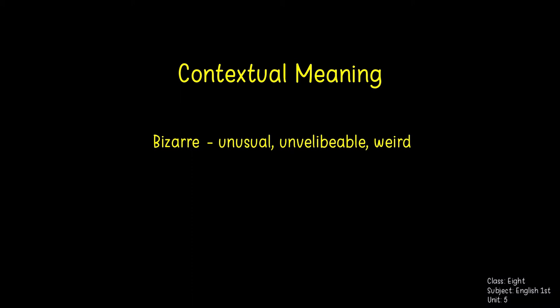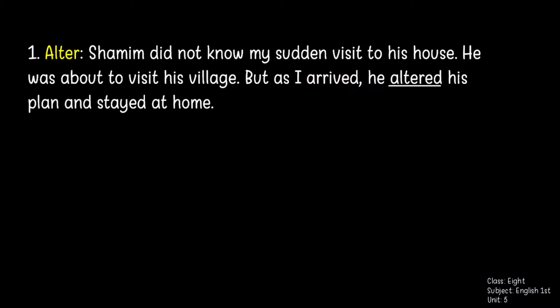Now we will see some other words and try to guess the meaning. The technique is known as finding contextual meaning. Number one: we need to observe the situation very carefully and think what the meaning of that unknown word can be. The word is alter. Shamim did not know about my sudden visit to his house. He was about to visit his village, but as I arrived, he altered his plan and stayed at home. That means he didn't go to his village.